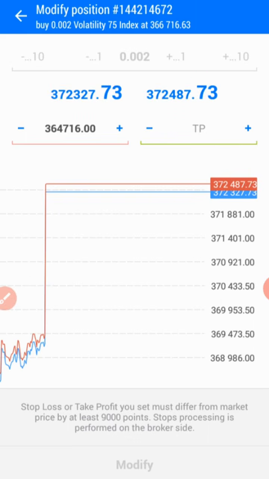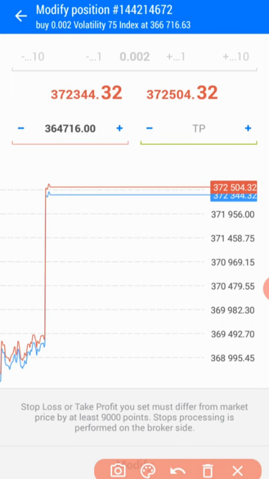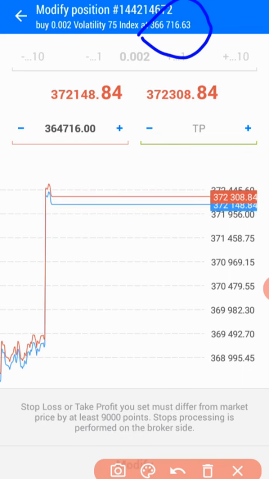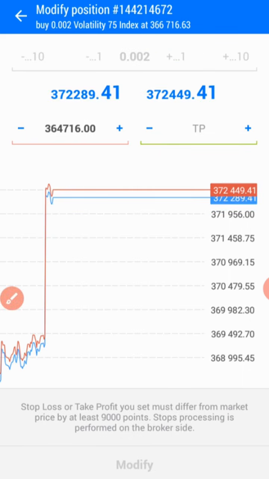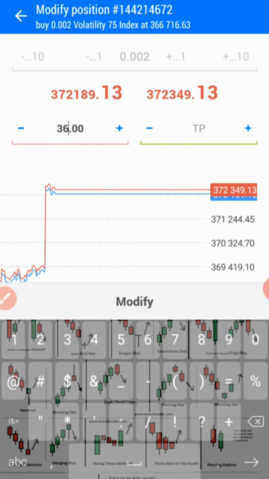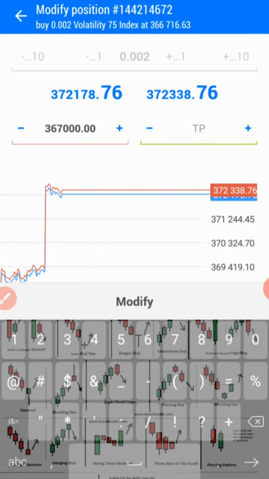See my entry here, 366716. So I'm on buy. That means I'm expected to put my stop loss around 3667. No, it's not going to be 7 again. Let me just say 367000. It should be above your entry period. That's how to move your stop.